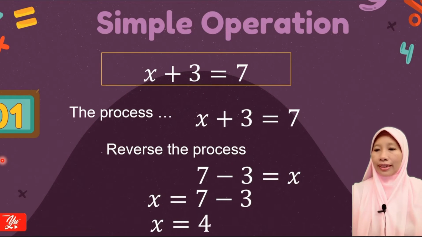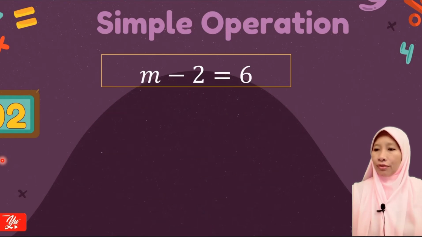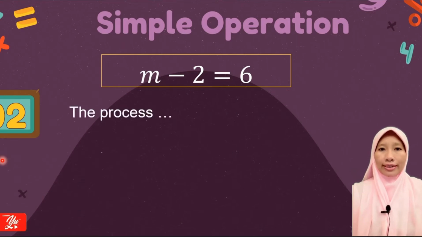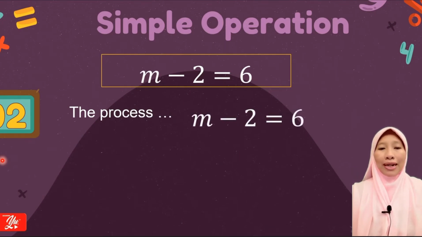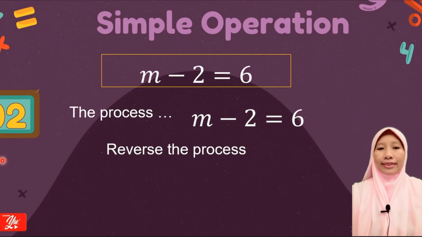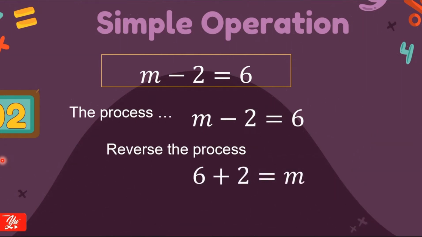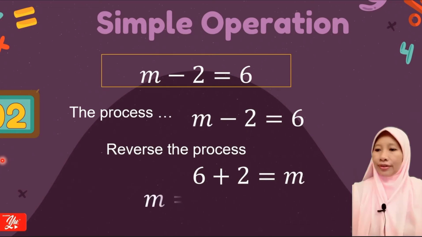Let's look at the second example. We have m minus 2 equals 6. So the process is m minus 2 equals 6, and the reverse process is 6 plus 2 equals m. So m equals 8 in this case.